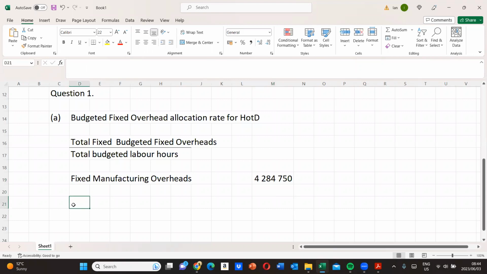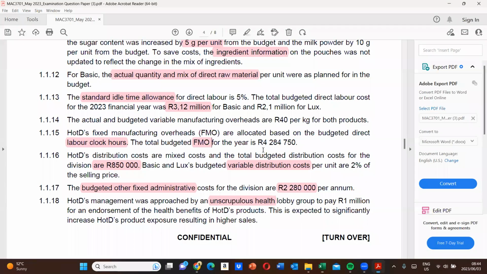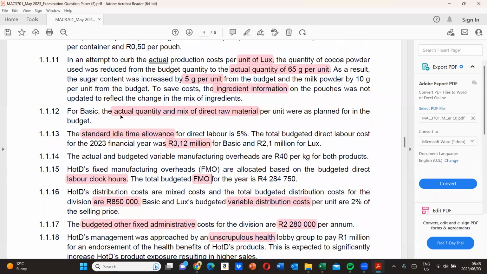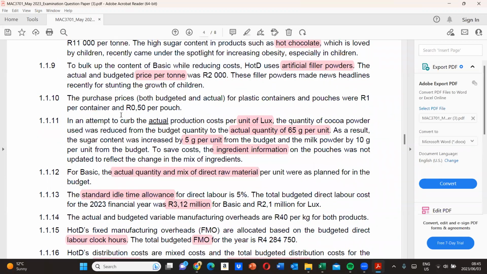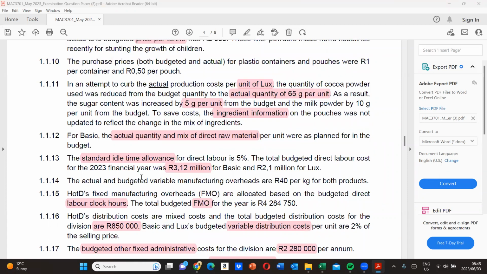So your budgeted labor hours. Let's see if it's given or not. We want to determine now how much the budgeted labor hours are for these products. So let's go to labor now. Oh, 1.113. All right, thank you, Leonora. So let's go to 1.113.